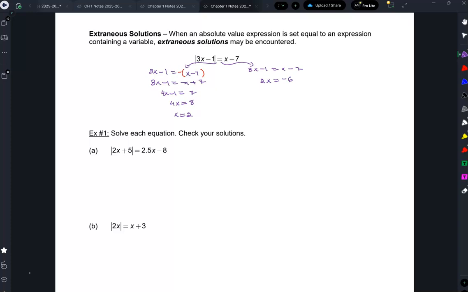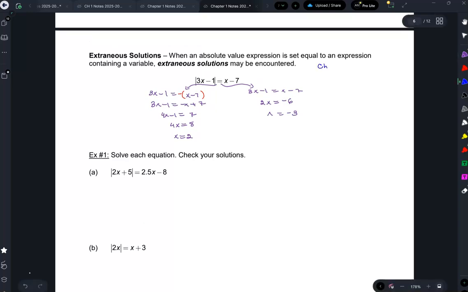Here, 2x equals negative 6, right? X is negative 3. So now I have potentially two solutions, but I have to check. So let's go and check. Let's check x equals 2 first. To check, you have to put it in the original problem. That's where the problem would have occurred before you separated it. So let's see. When x is 2, we're going to get 3 times 2 minus 1. Is this equal to 2 minus 7?